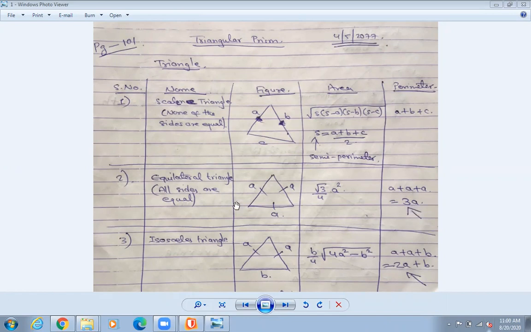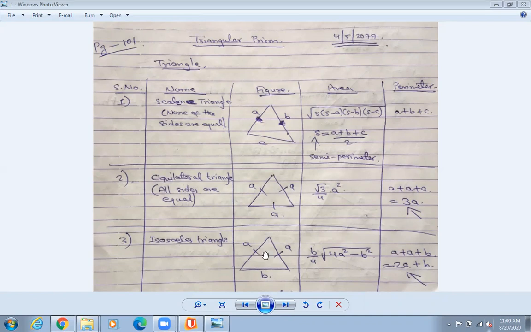All sides are equal. That is a. So a plus a plus a is going to be 3a. Okay. Now let us go to the isosceles triangle. Isosceles triangle means how many sides are equal? Iso means 2. Equi means equal. Lateral means line. If all the lines are equal, we call it equilateral. Iso 2. If 2 sides are equal, then that is called the isosceles triangle.